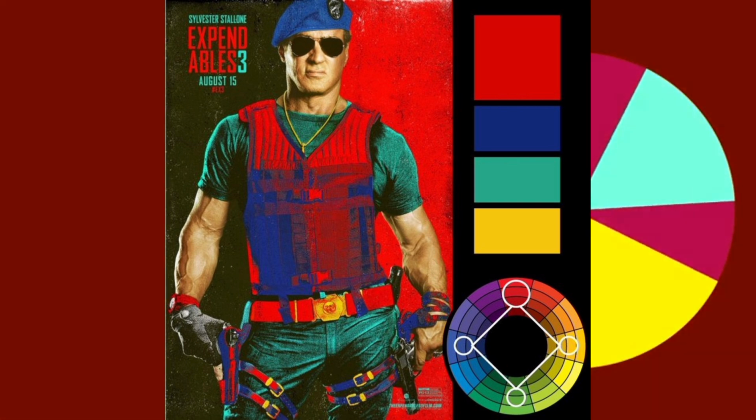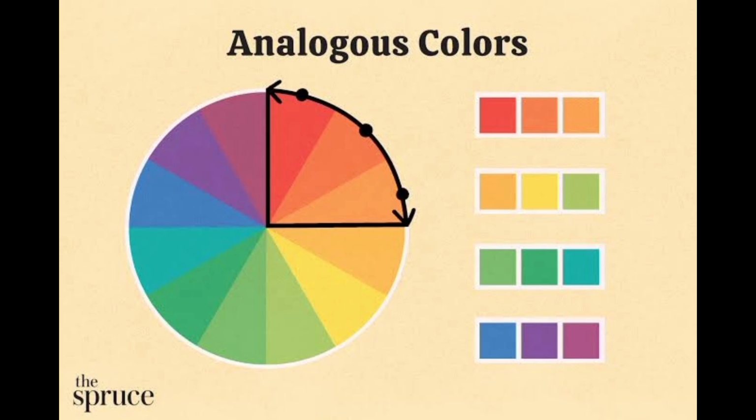For the second one, we have analogous colors. That is next-door neighbors. That's the easiest way to remember it. Colors that sit side by side on the wheel are called analogous colors. For example, we have blue-green and green.